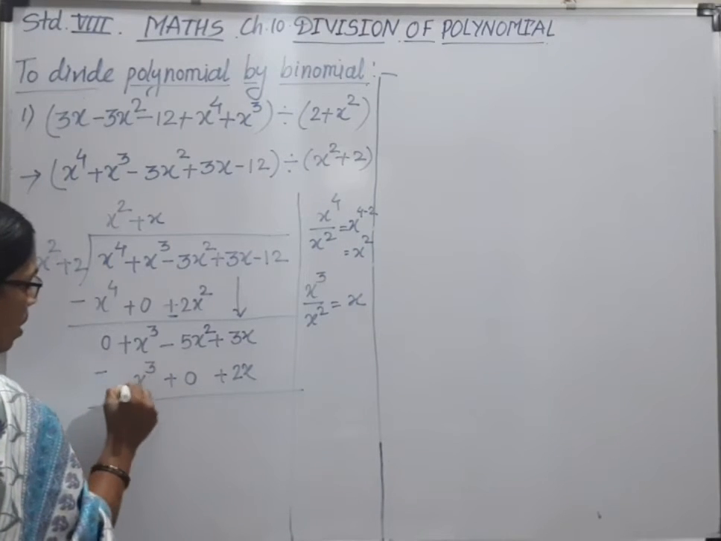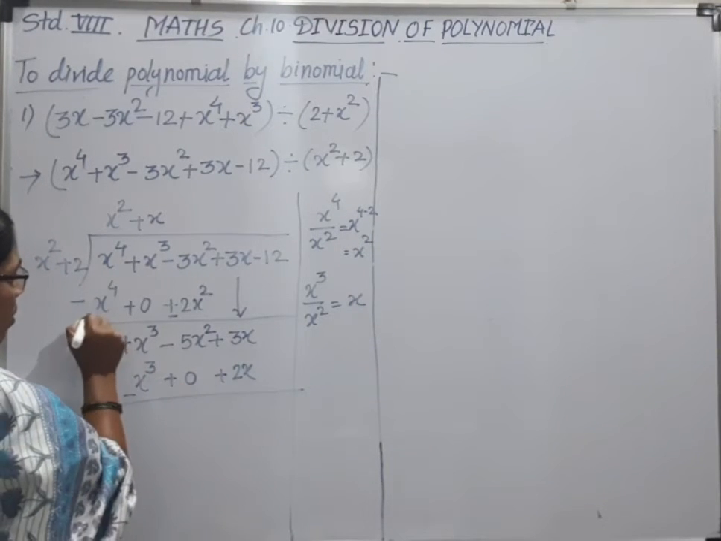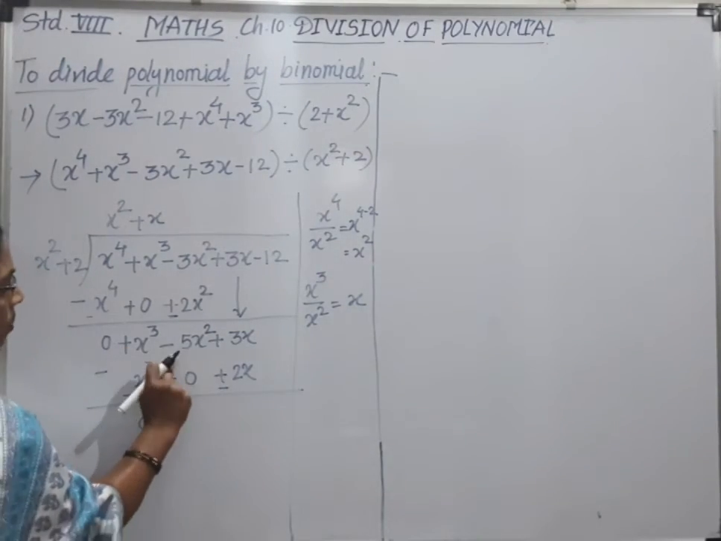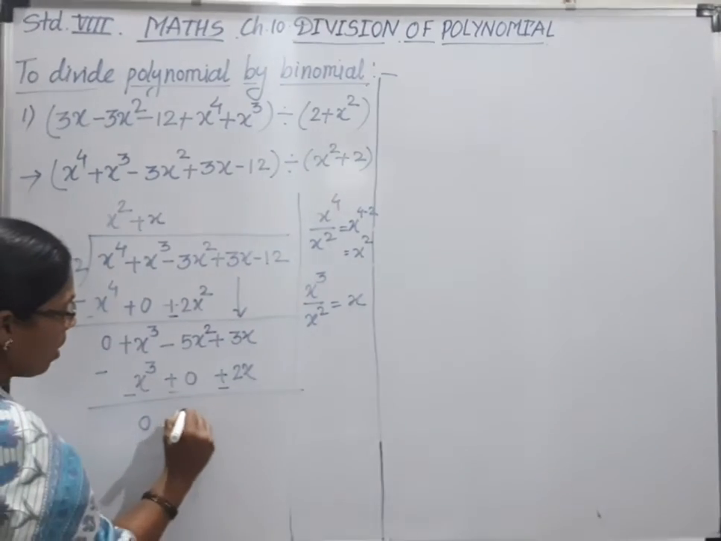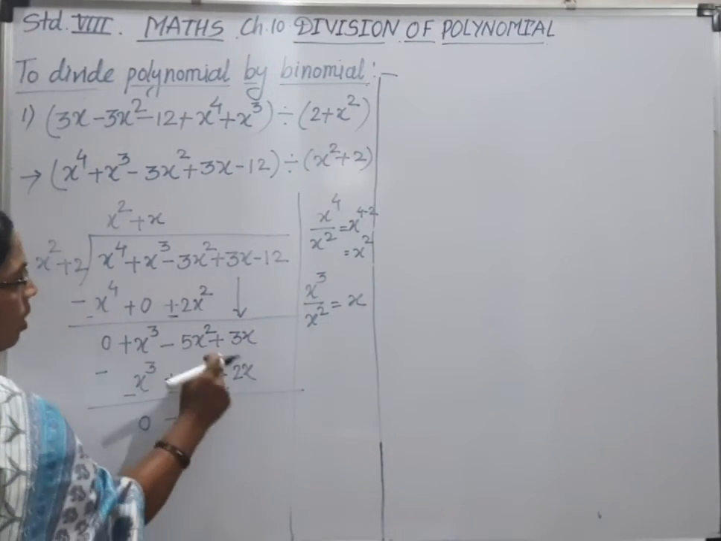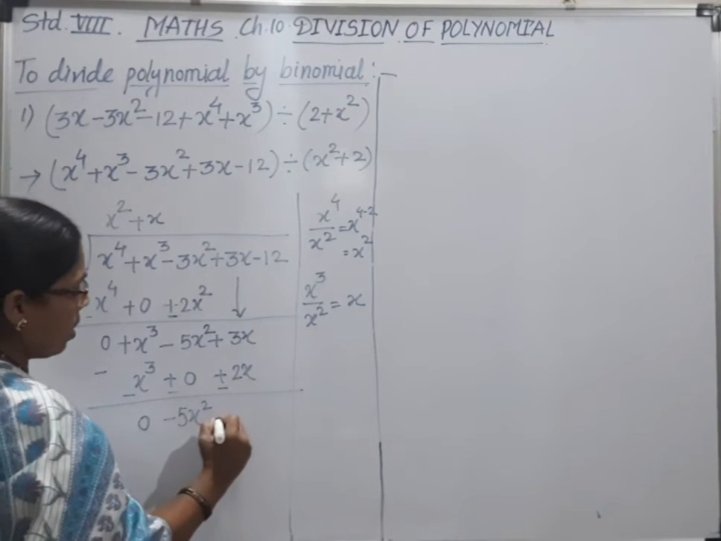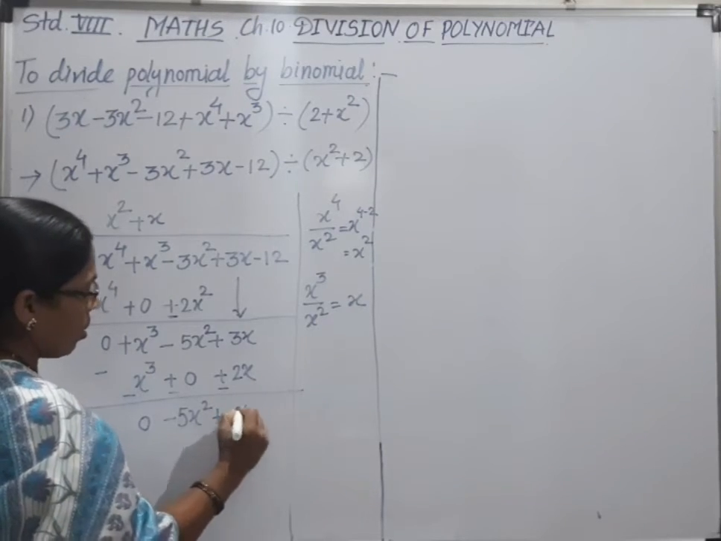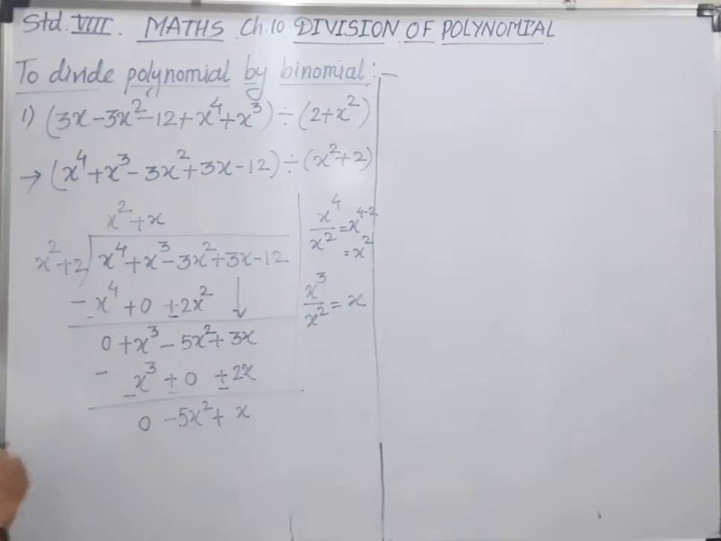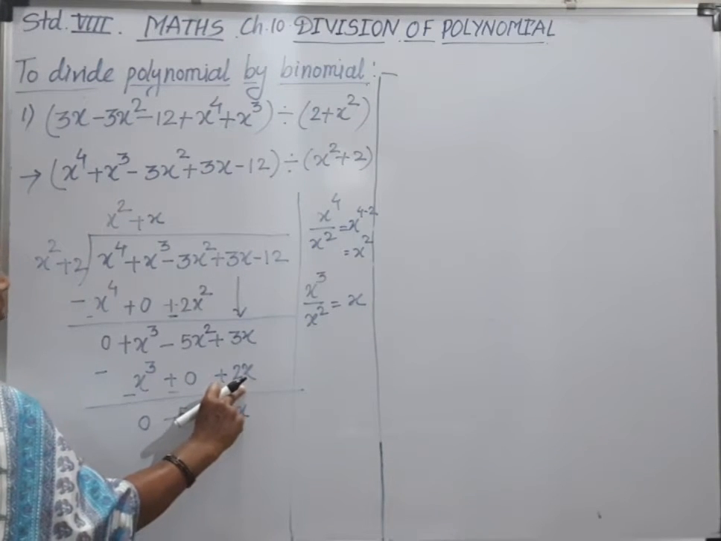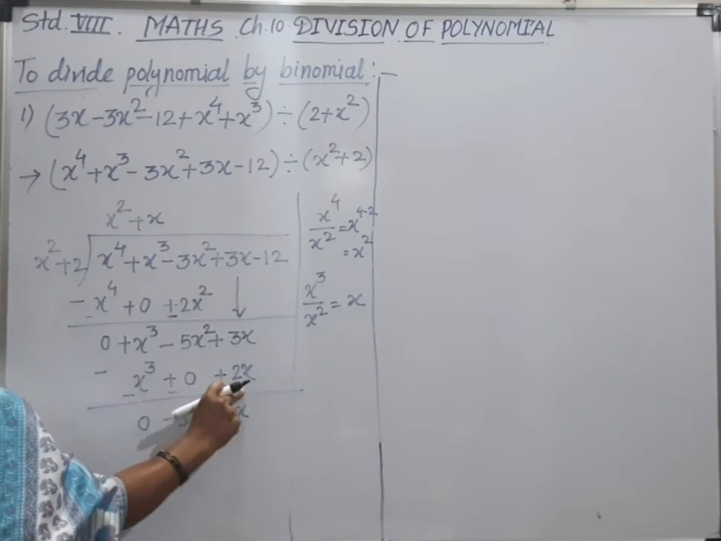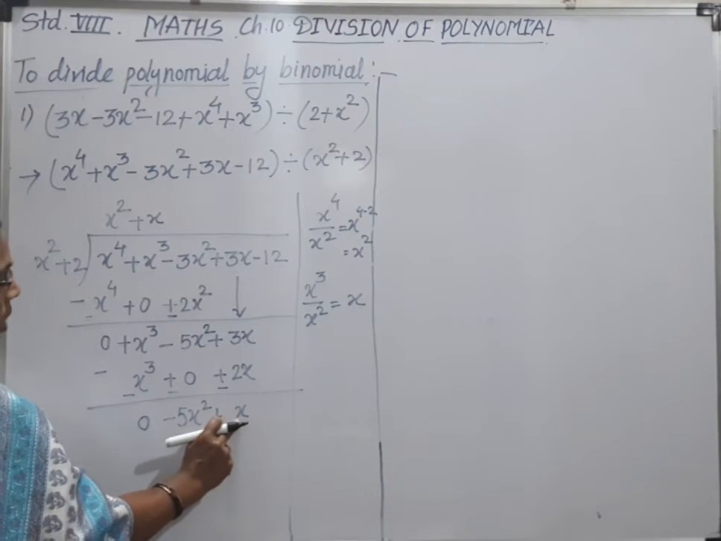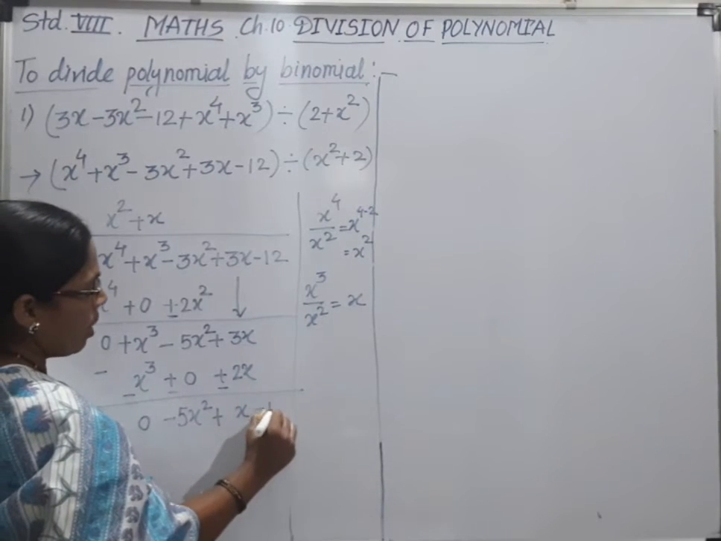Again subtraction, minus, minus, and here also minus, here also minus. So this x cube will cancel. Minus 5x square and minus 0, that is minus 5x square. This 3x minus 2x, that is plus 1x, means here x only. 3x and here minus 2x, because plus 2x we got, x into 2, 2x, and this plus and this minus, this is positive, this is negative number, so we have to subtract, and here we got x, and next number is here minus 12.